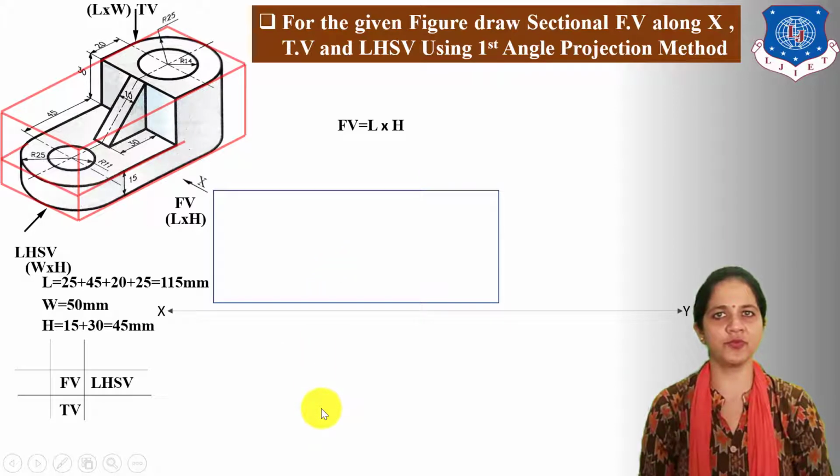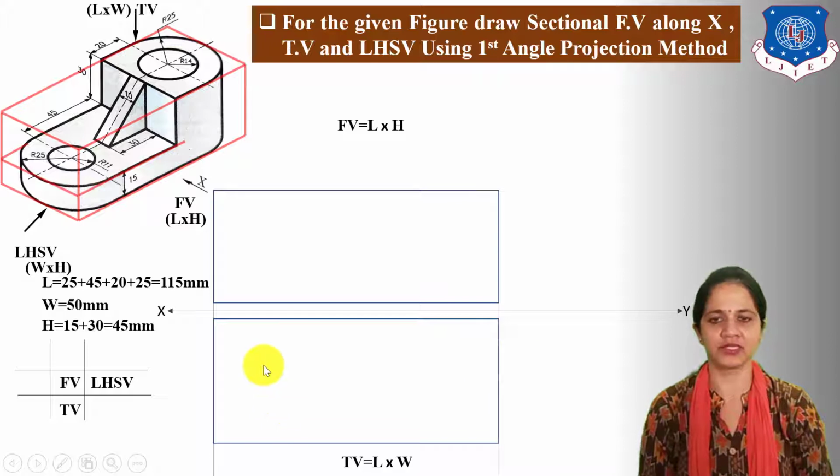Next draw the top view box below the XY line. The top view box covers the maximum length and maximum width. Now length is common in the front view and top view box. So take the length projection from the front view box and complete the top view box. Here this vertical line indicates the maximum width, which is 50 mm.